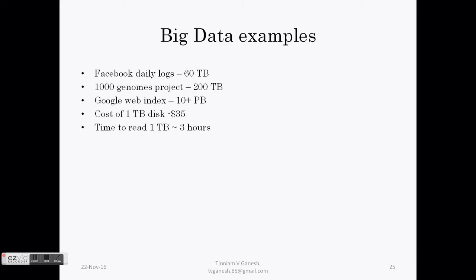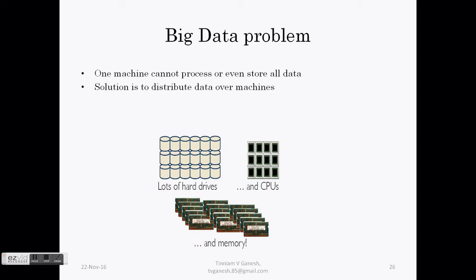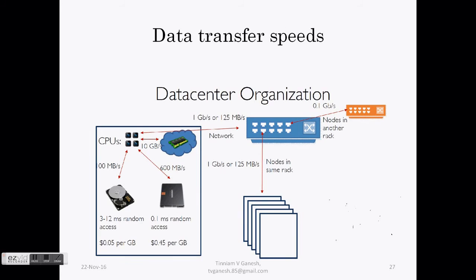So for example, Facebook daily logs about 60 terabytes, 1000 Genomes project is 200 terabytes. The Google Web Index, that is, it crawls the web and creates a web index of about 10 plus petabytes, etc. So the big data problem is that one machine cannot process or even store all the data, and the solution is to distribute the data over multiple servers and machines.